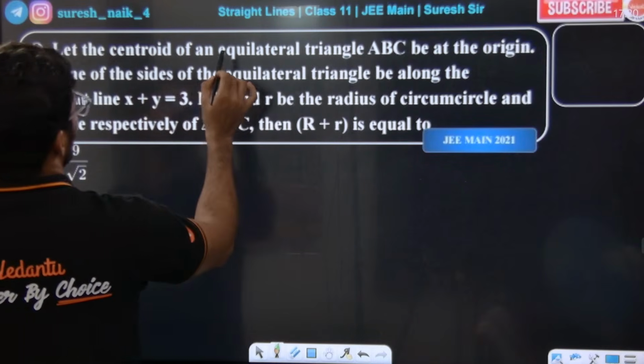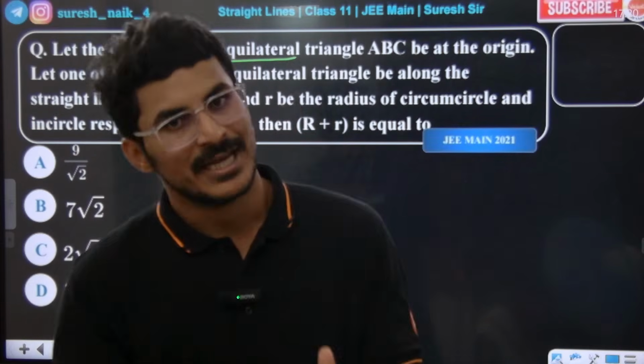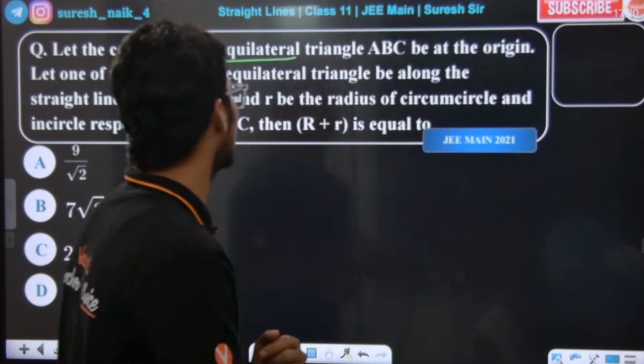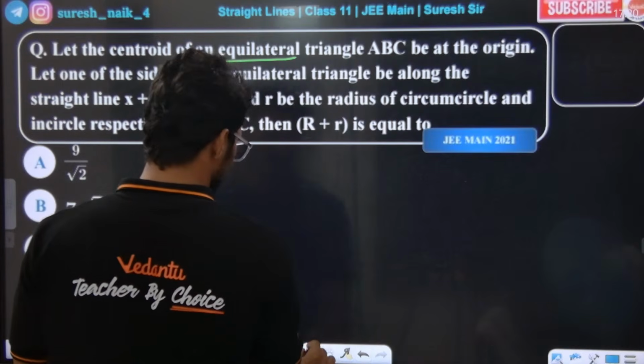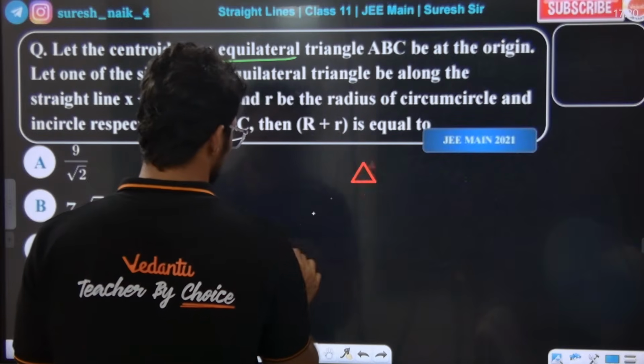Sir, let the centroid of an equilateral triangle... we need to find the nature of the triangle. In the question, the equilateral triangle is mentioned. So this is an equilateral triangle. So let me take an equilateral triangle.